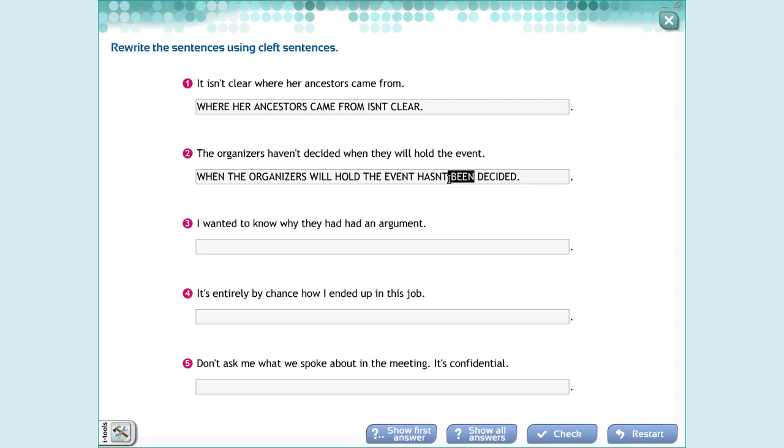I want to know why they had an argument. It's like, o que eu quero saber é porque eles discutiram. How can I say? What I wanted to know is why they had an argument. It's entirely by chance how I end up in this job. Como eu parei aqui, so how I ended up in this job is entirely by chance.